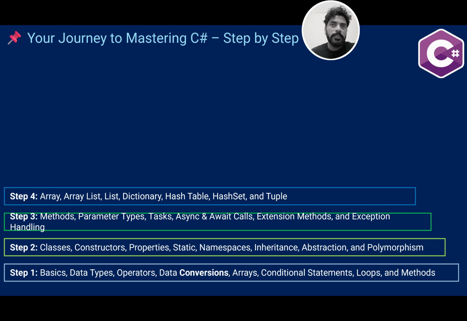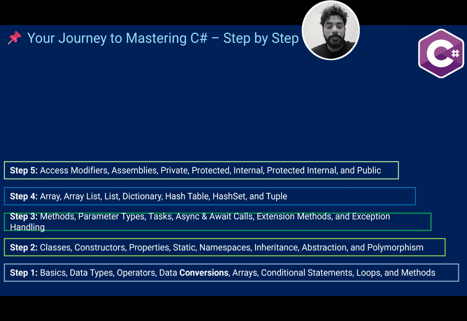And then we moved to step 4, and there we understood collections. Here we created some arrays, array list, dictionary, hash table, hash set, tuple. So these kinds of collections we have created. We understood the differences between these collections. And then we moved to the access modifiers. By using the access modifiers we protected the class members. And then we learned the assemblies. Those concepts we did in step 5.